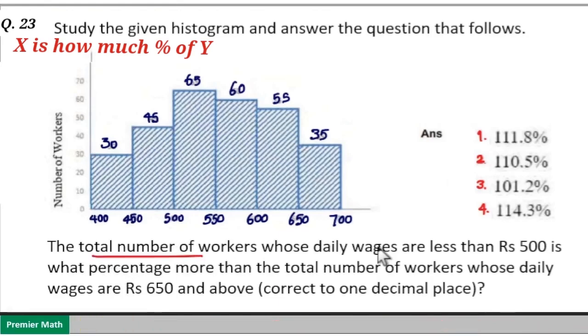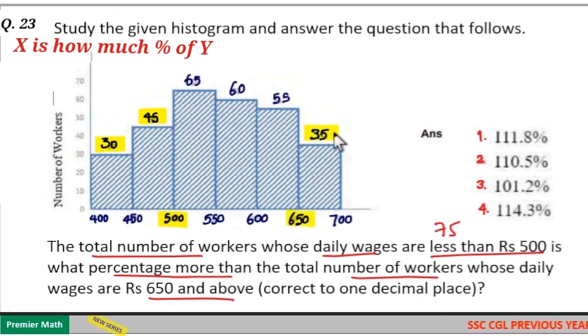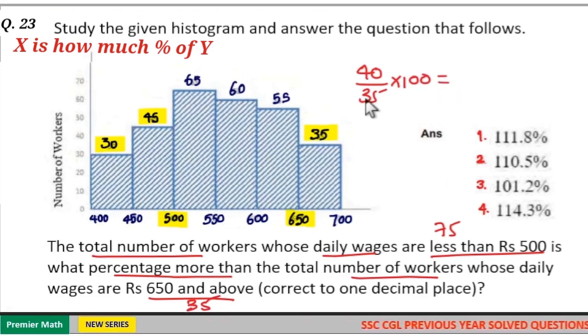Here, total number of workers whose daily wages are less than rupees 500 is what percentage more than total number of workers whose wages are 650 and above. Here this is 500 mark, so less than 500 is 30 plus 45, 75 in number. And here this is 650, so greater than 650 is 35 in number. So our question is 75 is what percentage more than 35? 75 is 40 more than 35. So percentage is into 100. 5 goes 7 times in 35, 5 goes 8 times in 40. 7 goes 1 time in 8, 7 goes 1 time in 10, 7 goes 4 times in 28. So this is 114. Option 4 is your answer.